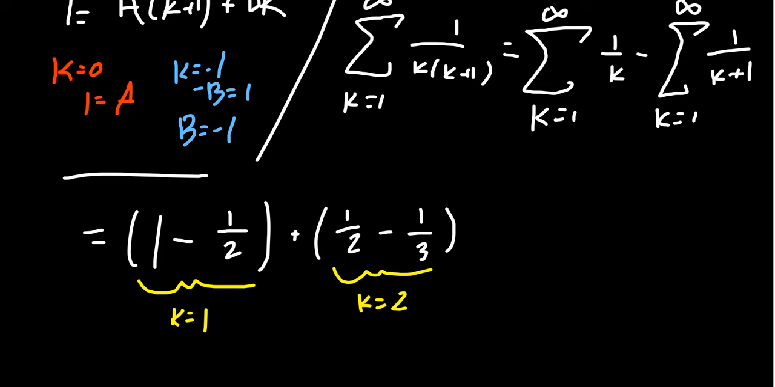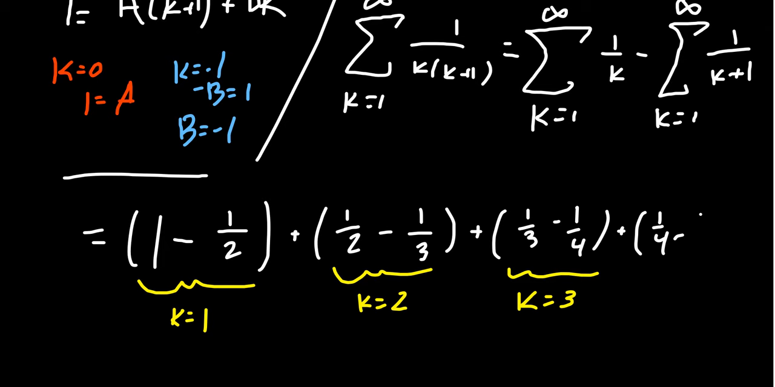And if we do a few more just to get the feel of what's going on here, we're going to end up with 1 third minus 1 fourth. That is our third term right here, k equals 3. Our next term would look like 1 fourth minus 1 fifth. And then this pattern is going to continue on and on and on, ad infinitum. So this is our fourth term. Again, there's more and more of these things.